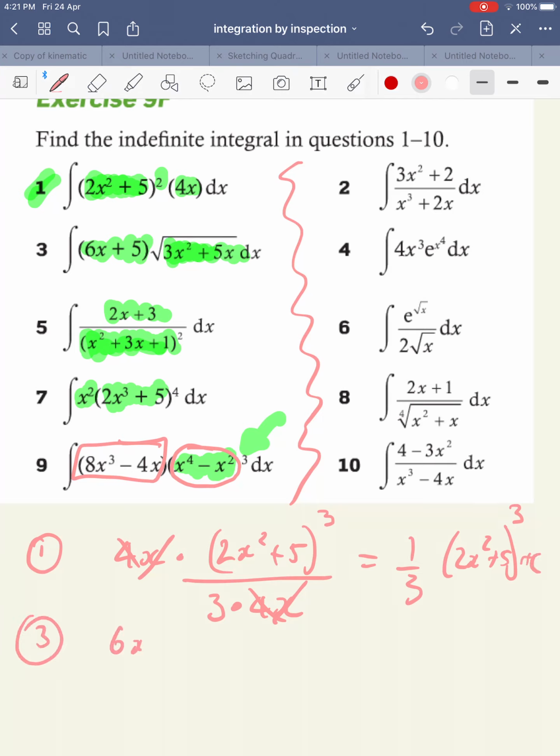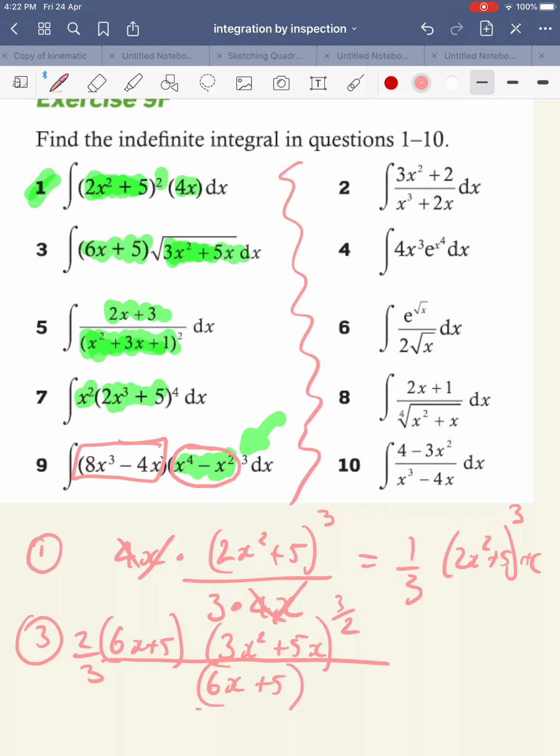Question 3. I'm going to write down the 6x plus 5. Okay. You can put an extra step in because I know that this is (3x squared plus 5x) to the half, but I'm not. I'm just going to go straight for it. (3x squared plus 5x) to the half becomes to the 3/2. Divide by 3/2 is times by 2/3, but also divide by the derivative of the inner, which is 6x plus 5. The 6x plus 5 cancels here, and you've got a final answer, 2/3 times (3x squared plus 5x) to the 3/2 plus c. Okay, I'll do a few more.